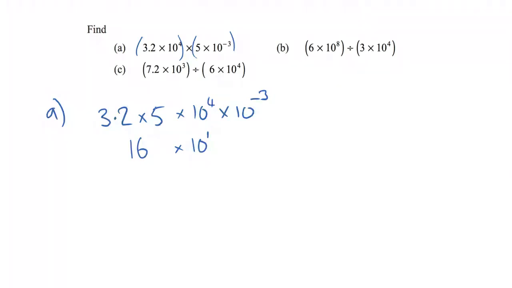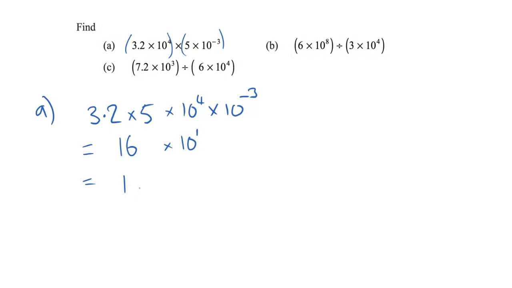Now, this isn't a good way to leave our answer. It's not in standard form or written as a regular number. So clearly 16 times 10 is 160. So we could either write our answer as 160, or we could write it as 1.6 times 10 squared if we wanted it in standard form.